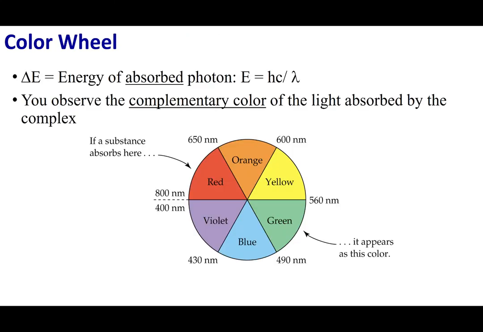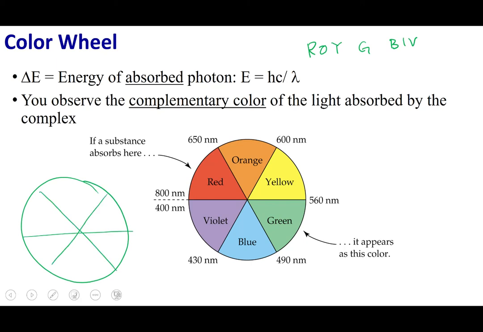To delve into this a little bit further, let's go ahead and look at the artist's color wheel. Now, to draw the artist's color wheel, what you guys can do is remember the mnemonic device Roy G. Biv. So to draw the artist's color wheel, you're going to simply draw a circle, and you're going to go ahead and cut your circle into six equal portions. Now just go ahead and write the letters of Roy G. Biv, the colors of the rainbow. And you can put indigo and violet together. So now what we have is the artist's color wheel.